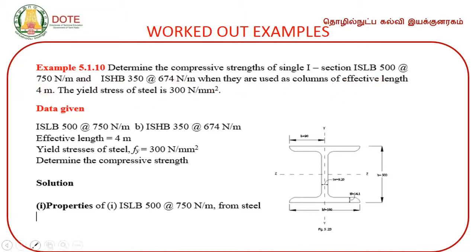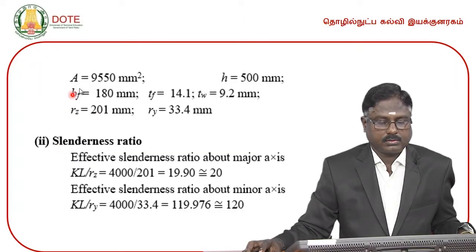Yield stress is given. Now, we will find the design compressive strength of the first member ISLB 500, then the design compressive strength of the ISHB given. So, we will write down the geometrical properties of the given sections from the steel handbook. These are the geometrical properties that are required, namely area, height or depth, breadth of flange, thickness of web, radius of gyration about the major axis ZZ and radius of gyration about the minor axis YY.